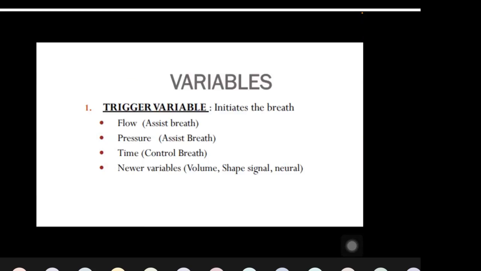There are different types of trigger variables: flow trigger, pressure trigger, or time trigger. The target variable that controls the gas delivery during breath can be flow or pressure control. And the cycle variable that cycles from inspiration to expiration can be volume, time, or flow cycling.